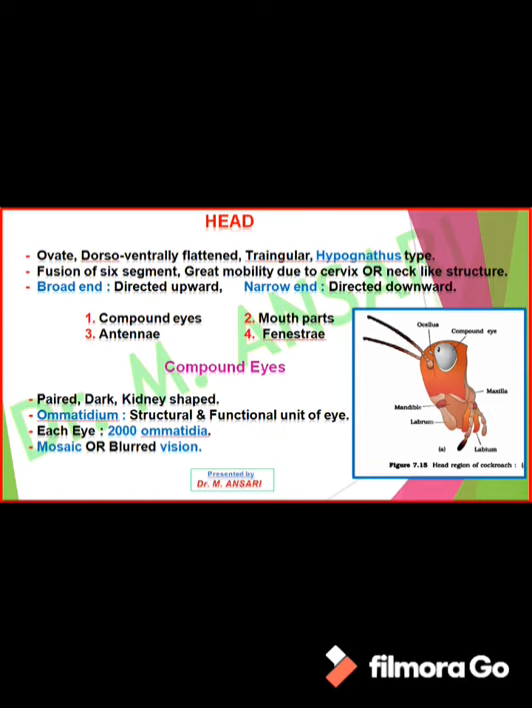Compound eyes of cockroach are paired, dark and kidney shaped. Ommatidia present in the eye act as a structural and functional unit. In each eye, near about 2000 ommatidia are present, which provide mosaic or blurred vision to cockroach. Each ommatidium acts as a lens. So if 2000 ommatidia are present in one eye, we can say near about 2000 lens-like structures are present in its eye.